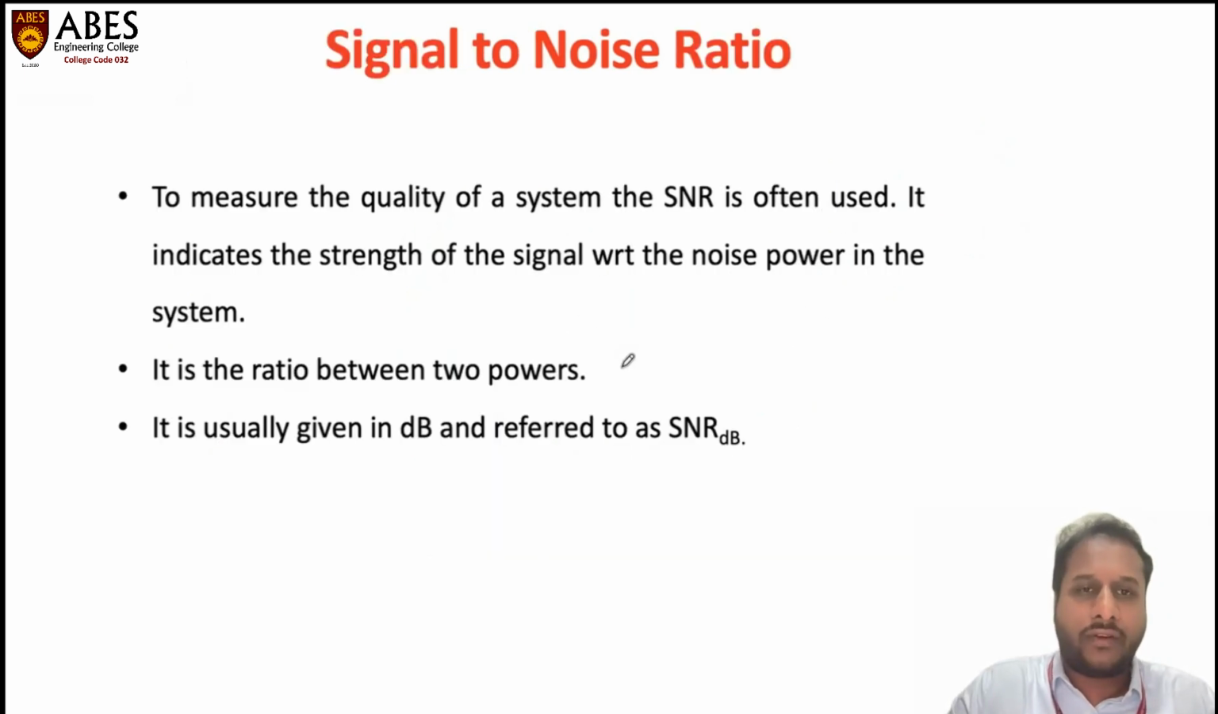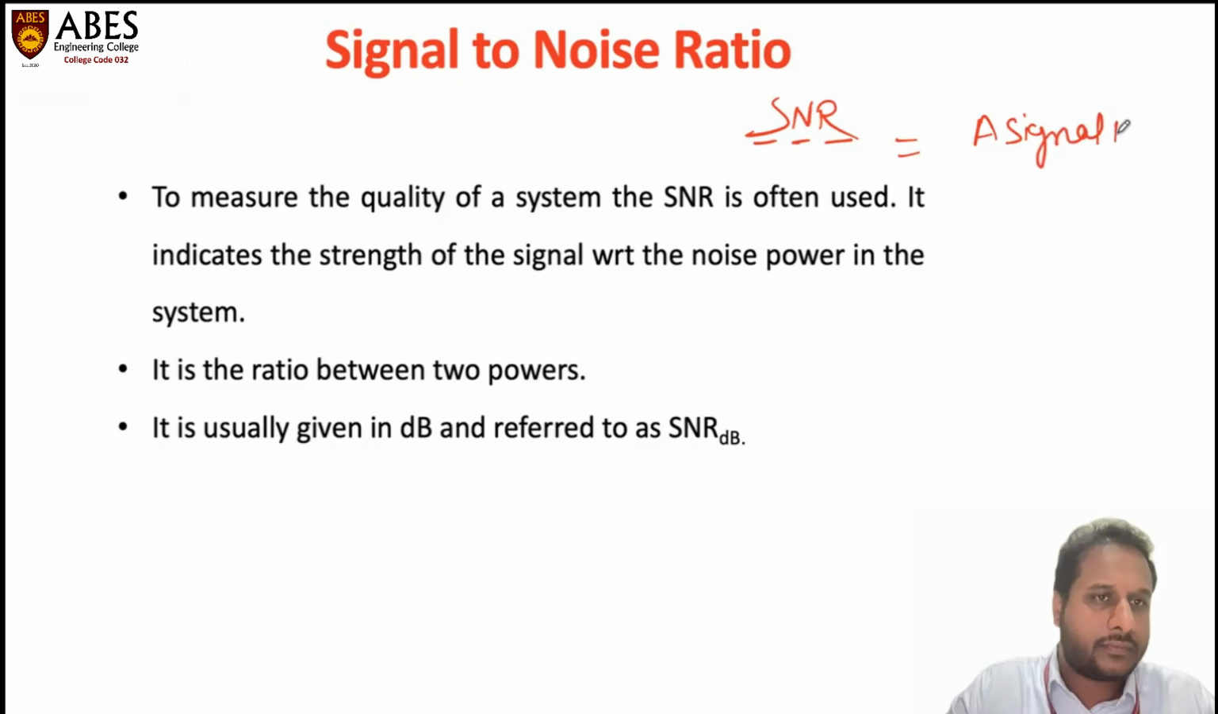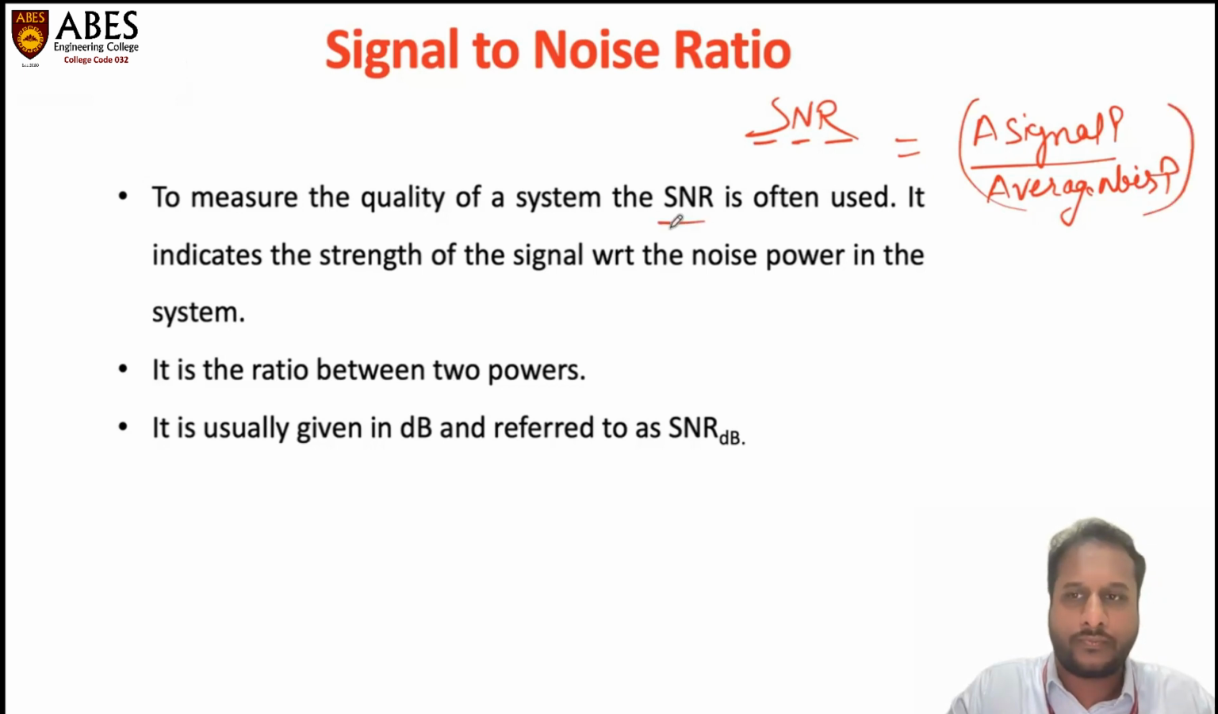So how can we find how much noise we can tolerate in a particular signal? For that purpose, we find the SNR. SNR means signal to noise ratio, or we can say that average signal power upon average noise power is known as signal to noise ratio.